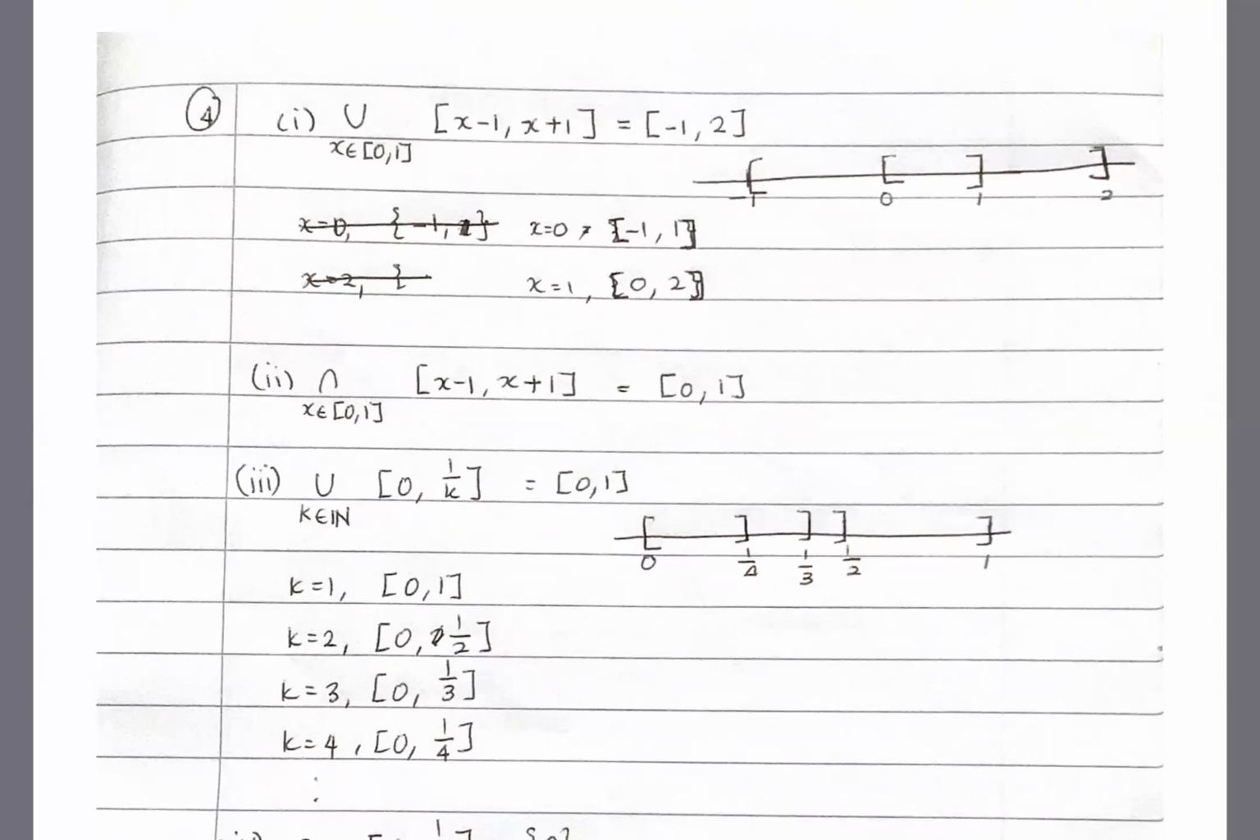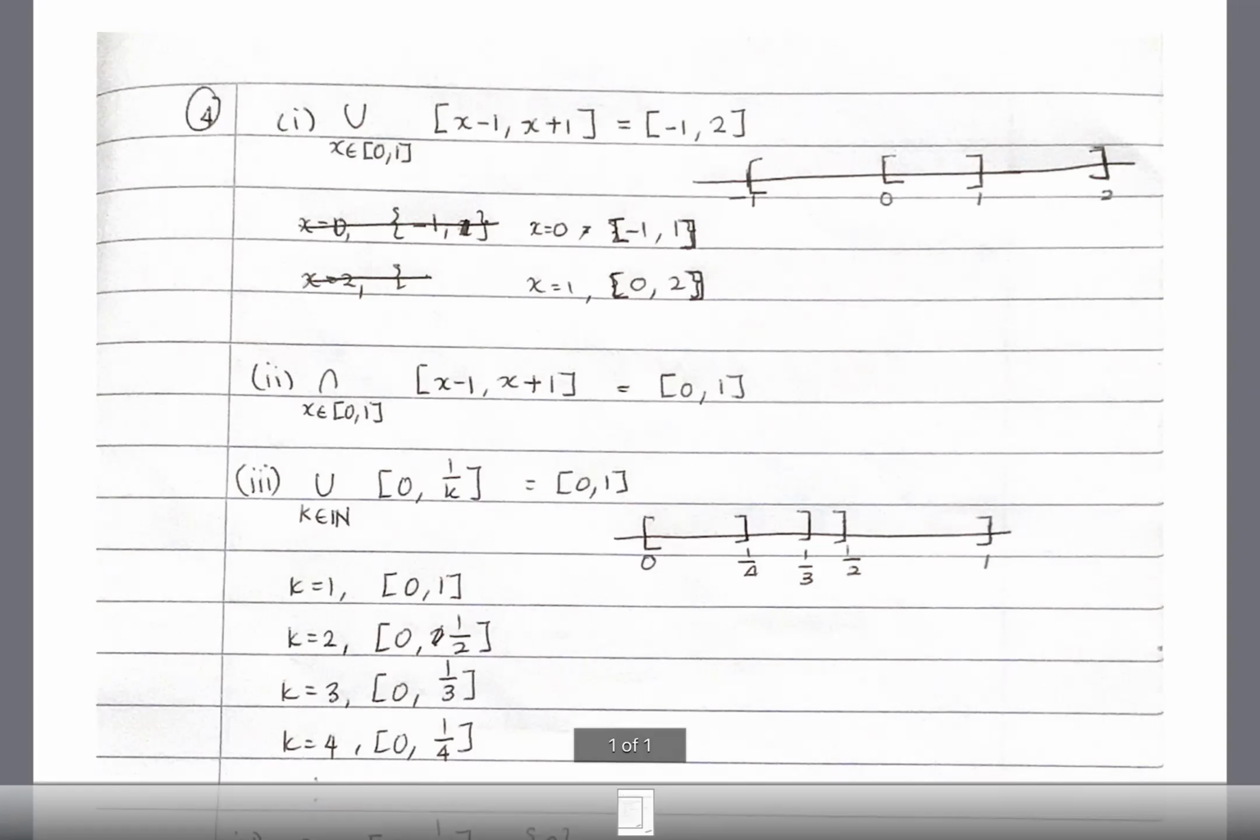Actually, there are infinitely many sets. The 2 sets that you have sketched are the 2 endpoints, because your x is running from 0 until 1, so there are infinitely many possibilities. Anything in between will be contained within -1 to 2. So that's why your union will be the largest set, -1 to 2.